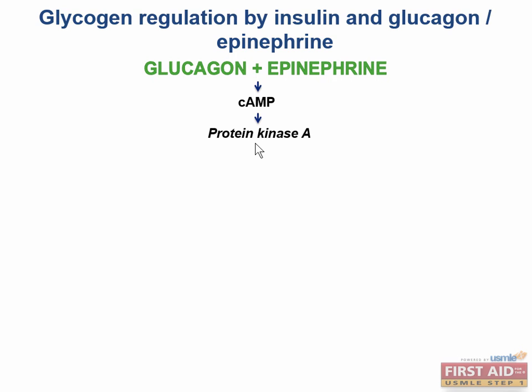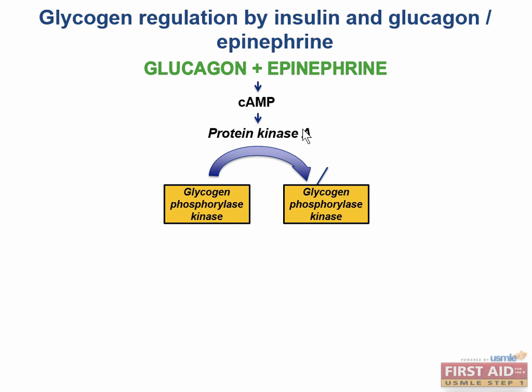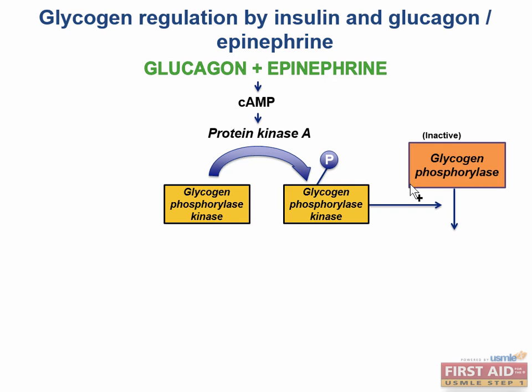Do you remember what the kinase enzymes do? Well, a kinase enzyme is going to phosphorylate its substrate, and in this case, protein kinase A is going to phosphorylate the enzyme glycogen phosphorylase kinase. So we see we're adding a phosphate group here, which is going to activate our glycogen phosphorylase kinase. This enzyme, which again is a kinase enzyme, can then go on to phosphorylate the enzyme glycogen phosphorylase, which is going to activate it. So notice how we're adding a phosphate group onto it to activate it.